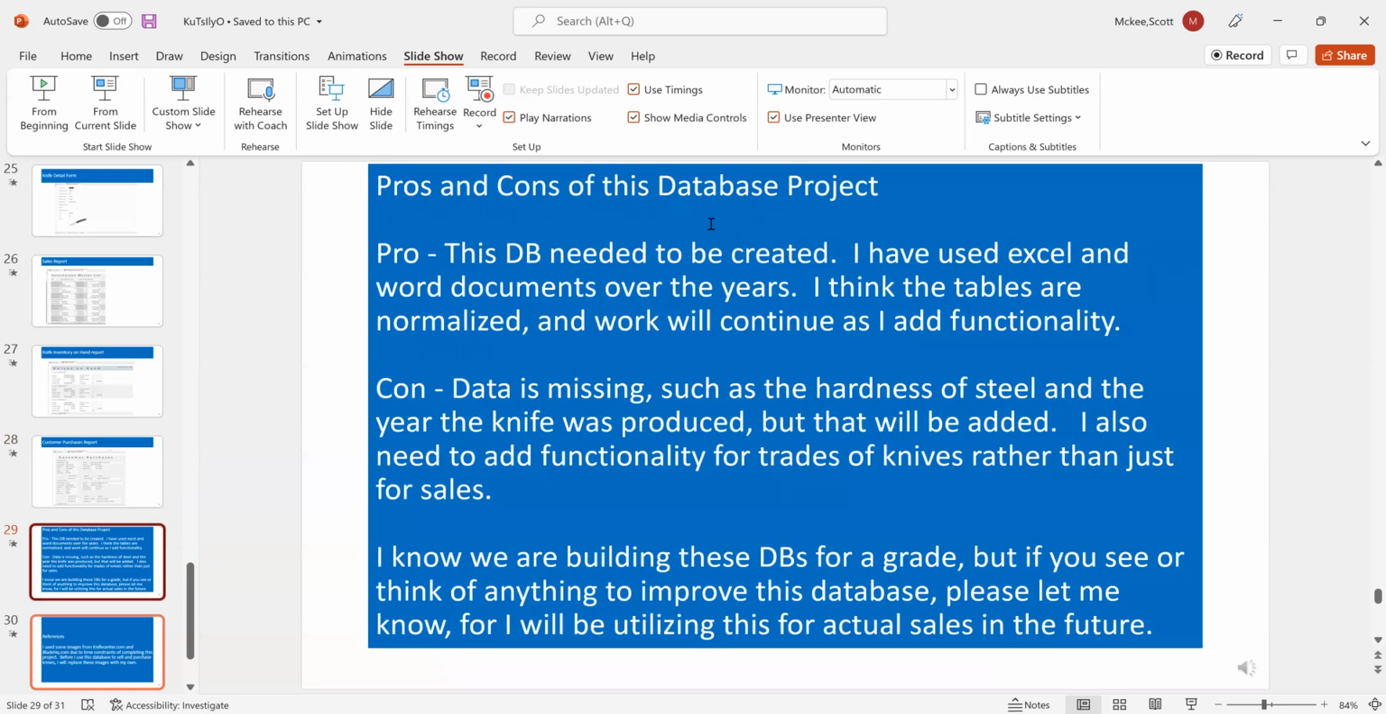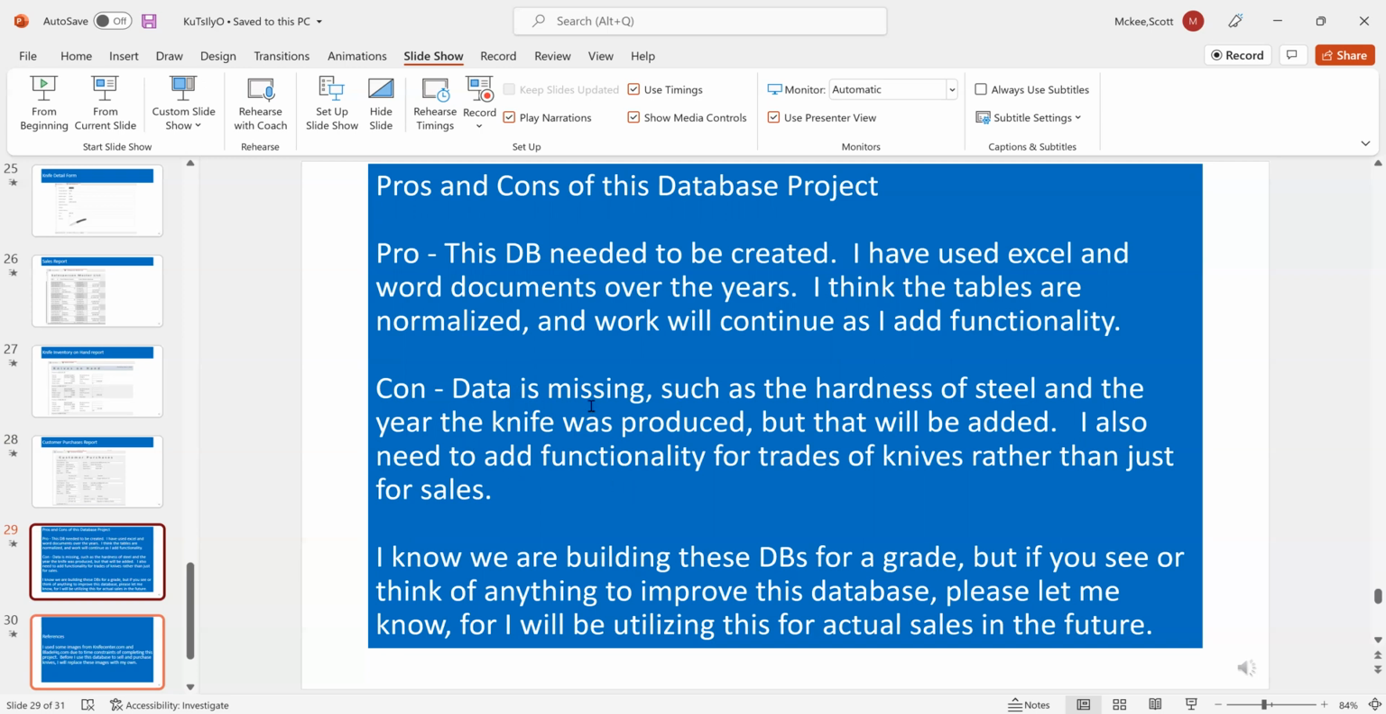Pros and cons. Like I said, this database needed to be created. I've used Word and Excel in the past. I think the tables are normalized to this point, and that's a positive. I didn't want to just use three tables, because I want to build this to be useful, not just to get a grade.